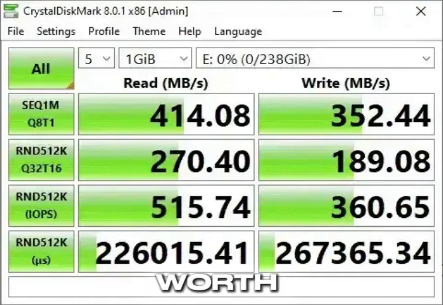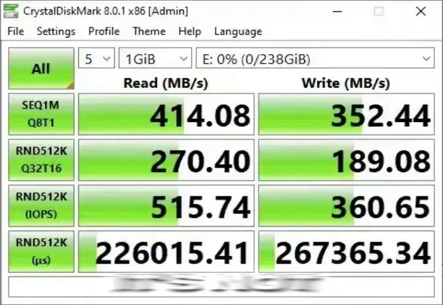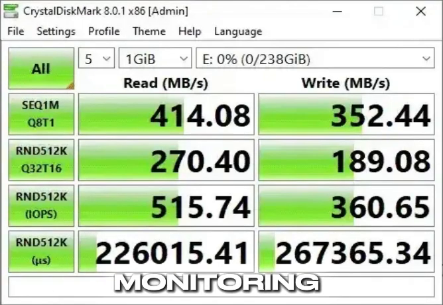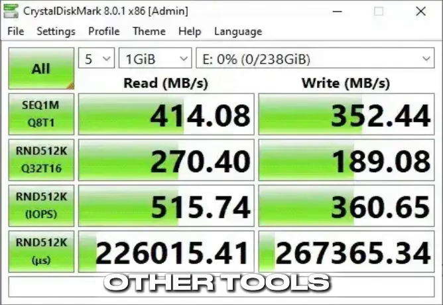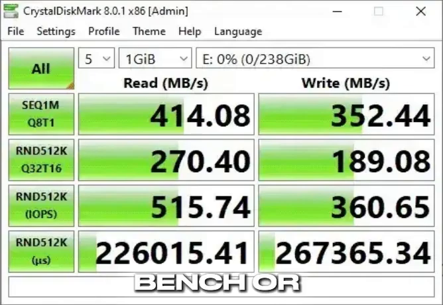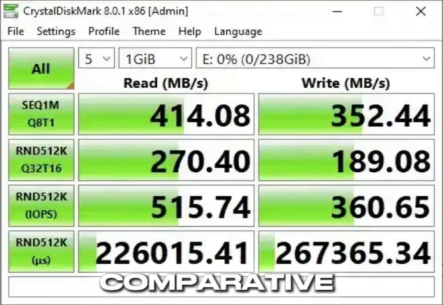Okay. And it's worth pointing out that CDM is laser focused on speed benchmarks. It's not checking for drive errors or monitoring its health in real time. You'd need other tools for that complete picture. And yeah, there are alternatives out there like HDBench or SpeedOut, but they're also mostly synthetic tests, generally. Exactly. They serve a similar purpose, comparative speed testing.